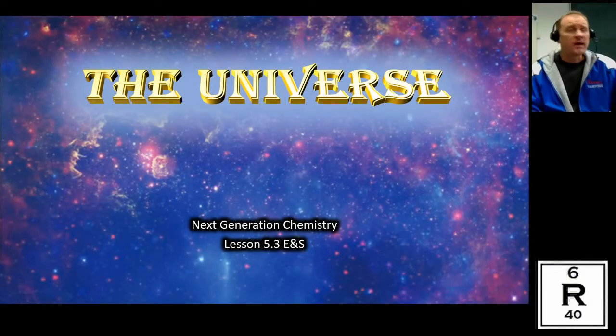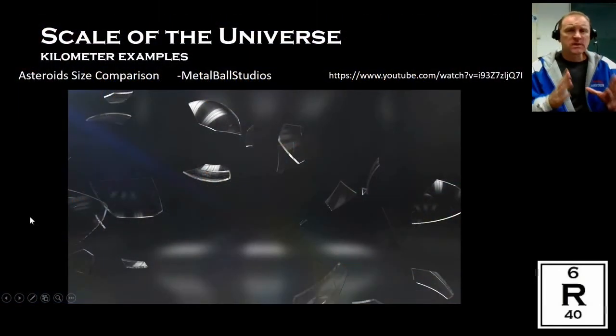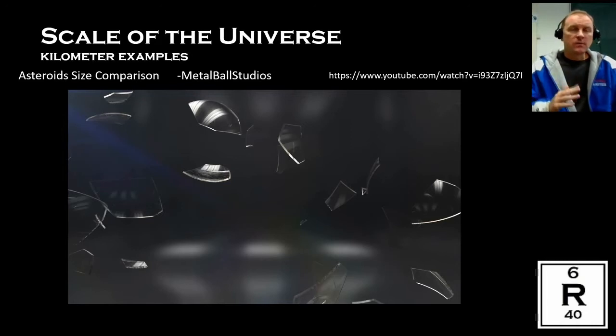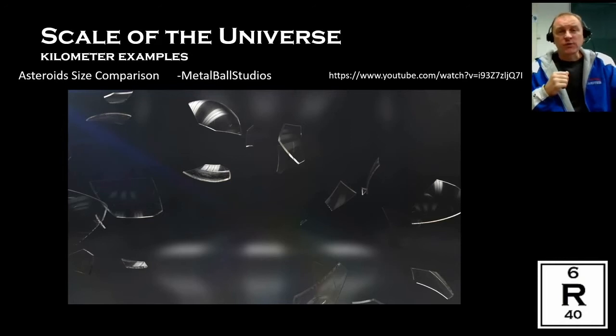In this lesson of NG Chem, we're going to be talking about the universe. This lesson is a lot about the scale of the universe. So we're going to start off small and build up to larger and larger and larger, the universe. With small stuff, we're going to talk about asteroids first, so things that might be measured in meters.